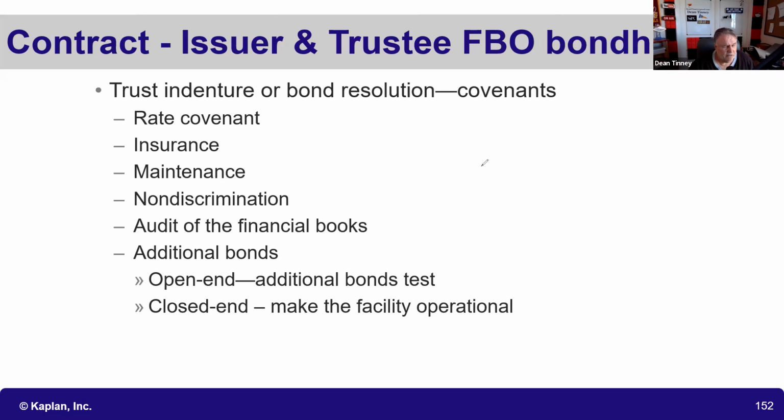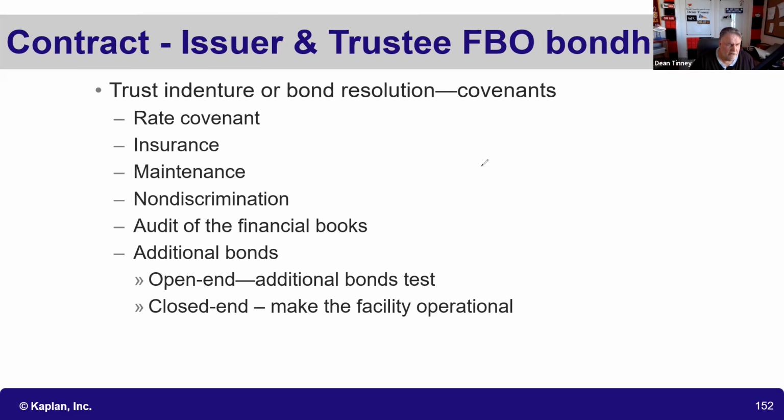If it's open-end, this is usually typical of older facilities. So I gave you an example of San Francisco Airport. The airport's been there for several decades, and it's open-end. So as long as the San Francisco Airport meets its additional bonds test, usually debt service coverage ratio, for example, they can issue more bonds.